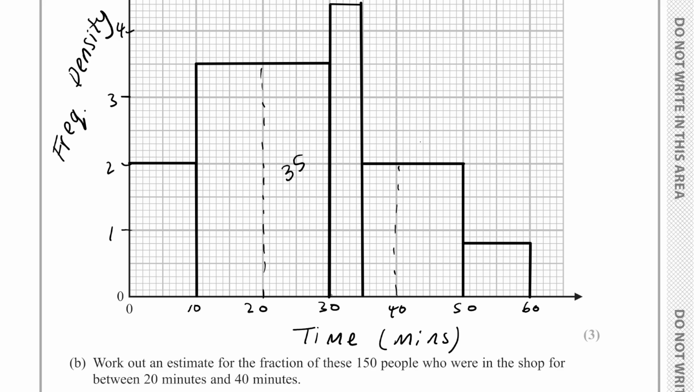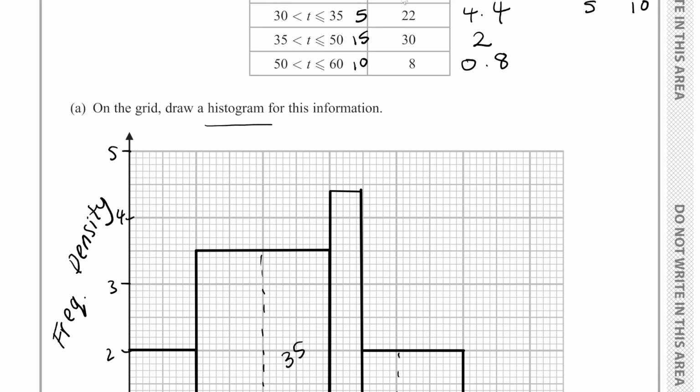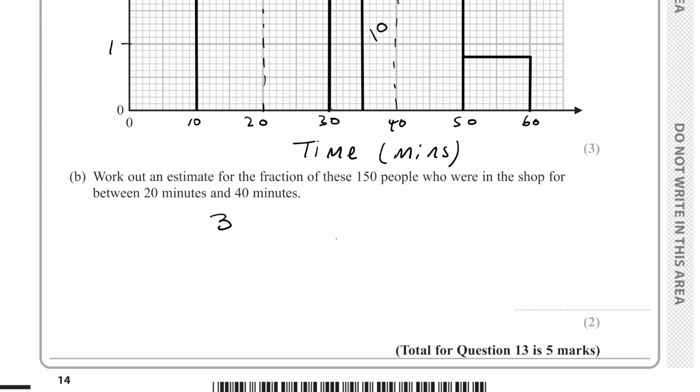5 times 4.4. 5 times 4.4 is 22. We know the frequency for this one, 22. And 5 times 2 is 10. So 35, 22, and 10 is 67 people. What fraction? 67 over 150.